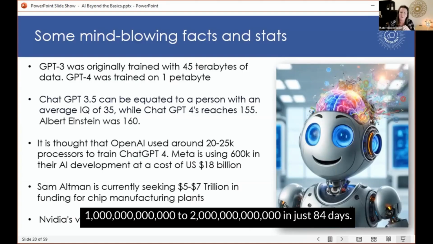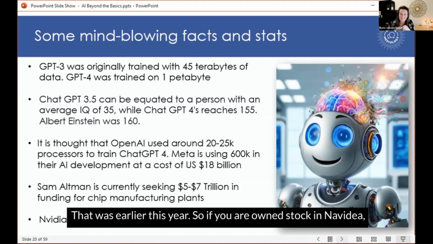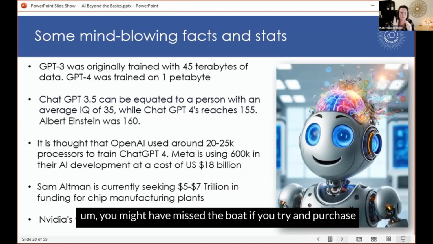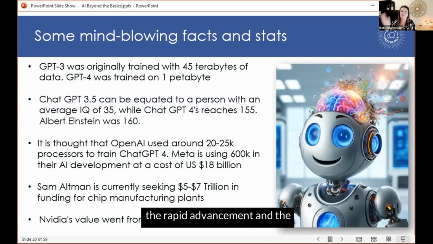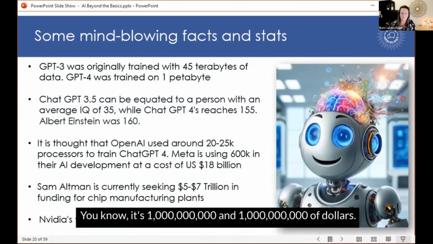and it went from 1 trillion to 2 trillion in just 84 days. That was earlier this year. So if you own stock in NVIDIA, you might have missed the boat if you try and purchase now, but for those that were in early, it's just mind-blowing, the rapid advancement and the scale that we're talking about here. You know, it's trillions and trillions of dollars.